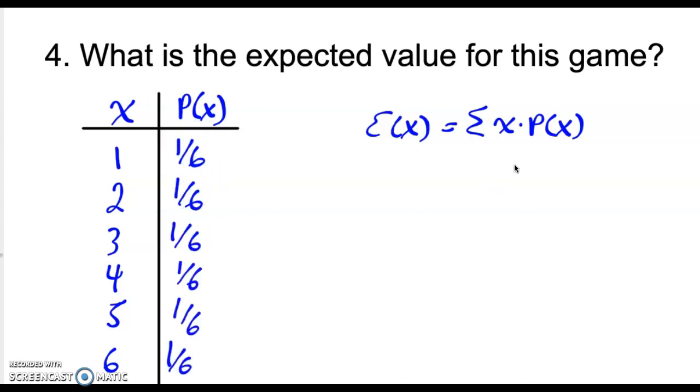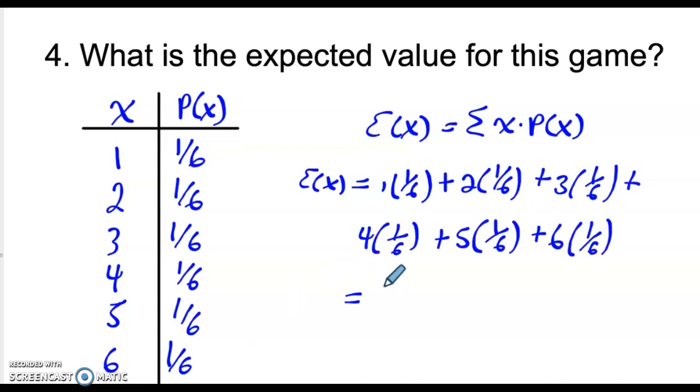So now we can calculate the expected value. For our expected value, we're going to take our x, so in this case 1, and multiply it by the probability. And then we're going to go to the next line, take the 2, multiply it by the probability. And we're going to keep doing that all the way down. If we added this all up, we would get 21 out of 6, which is 3.5. So what that means is the expected value for this game is $3.50.